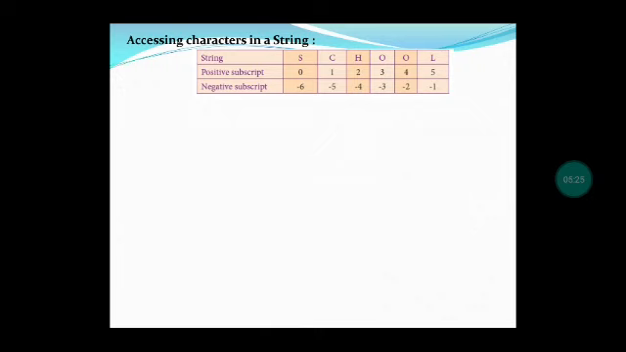Suppose the string is A. A of 0, S is there. A of 1, C is there. A of 2, H is there in positive subscript. In negative subscript, A of -3, what is there? A of -3, O is there. A of -6, S is there. By seeing the example, you can clearly understand how to access the characters in a string.